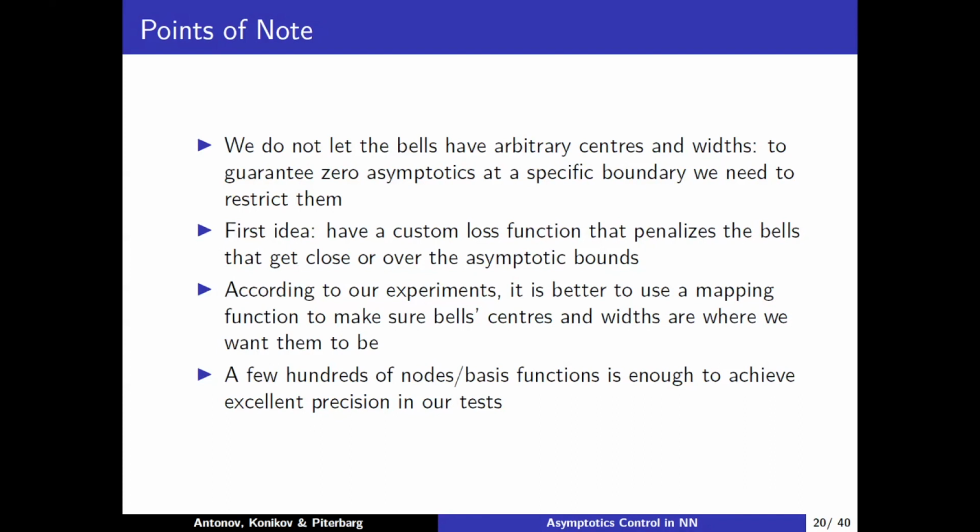However, according to our experiments, a much better solution is a mapping function which makes sure that the bell centers and the widths are in the right region. So we restrict the bell centers and their widths such that they do not go to the asymptotic area with non-trivial asymptotics. So we make sure that all the bells lie in the bulk, such that if they go out of it, reaching the asymptotic area, the function will be zero. And we did experiments with a few hundred of such bells. It's more than enough to have excellent precision for our tests.